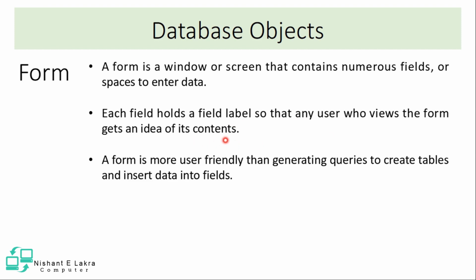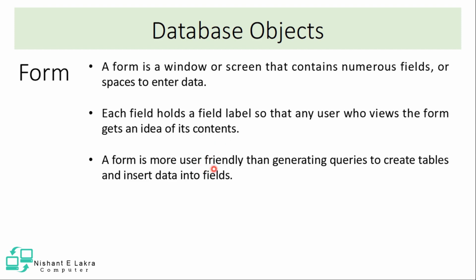So the field also has the field label. Why does it have the field label? So that whoever views the form can understand the content of the form. For example, in your admission form, you have name, right? That means your name should be written there. Phone number, your phone number should be written there. Email address, your email address should be written there. So those are the field labels, right?